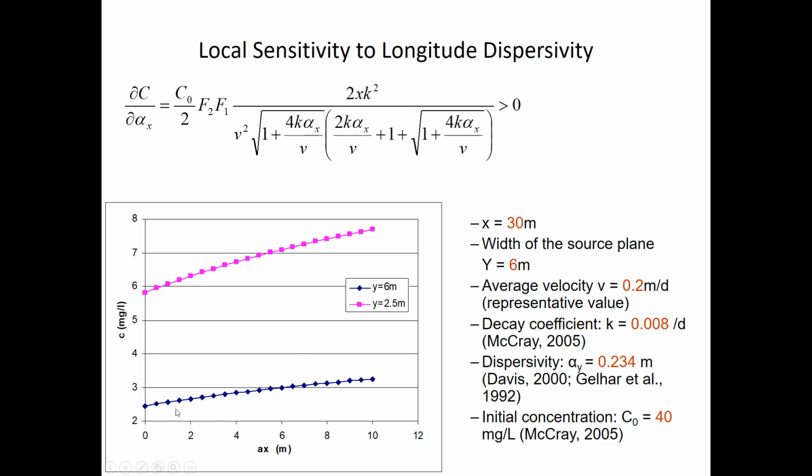And then this is for dispersivity. Again, if you have a high dispersivity, that means things disperse more, and like here, your concentration will increase too. And this looks like pretty much a linear relation between concentration and the longitudinal dispersivity.